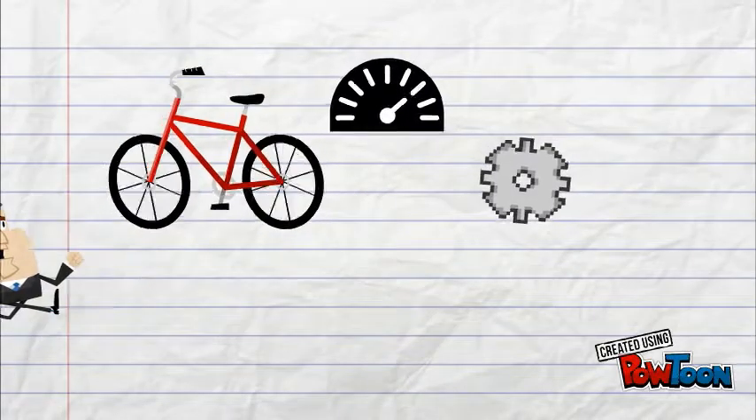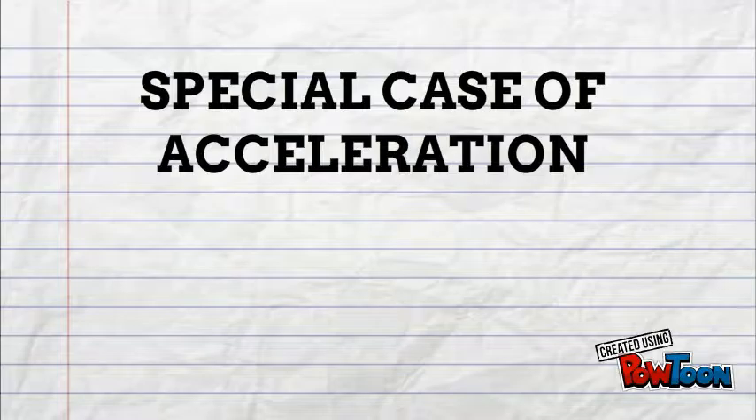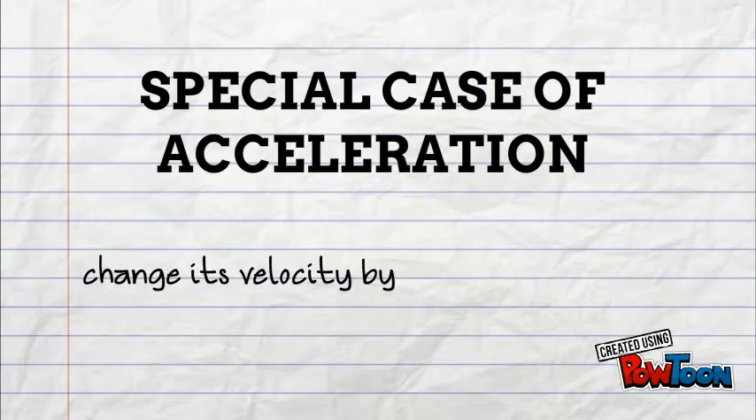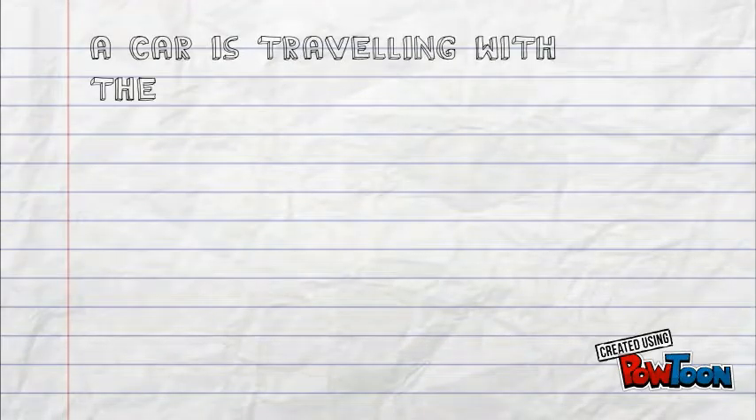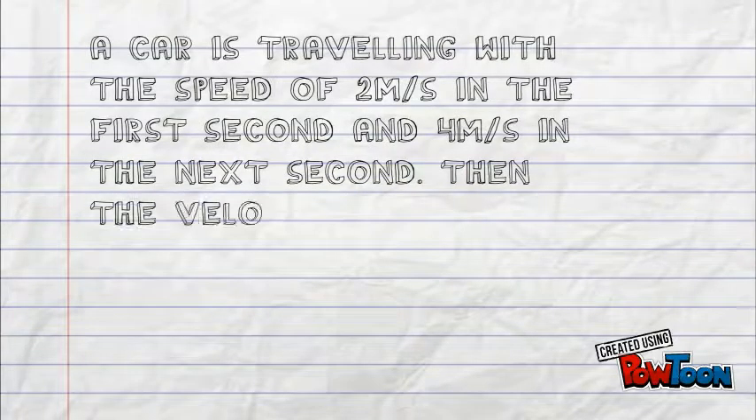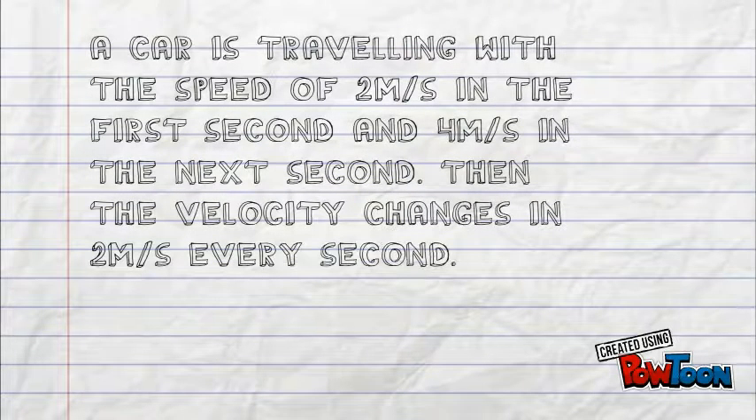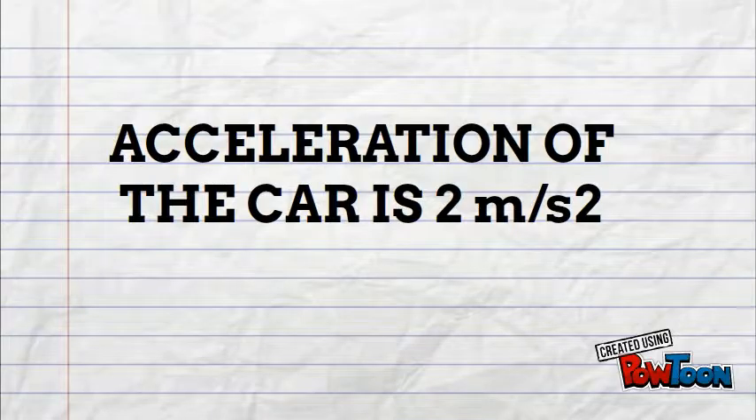Constant acceleration is a special case of acceleration, wherein an accelerating object changes its velocity by the same amount each second. For example, a car is traveling with a speed of 2 meters per second in the first second and 4 meters per second in the next second. Then the velocity changes by 2 meters per second every second. Therefore, the acceleration of the car is 2 meters per second squared.